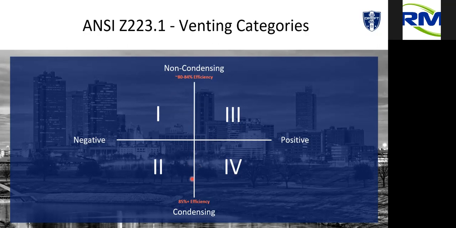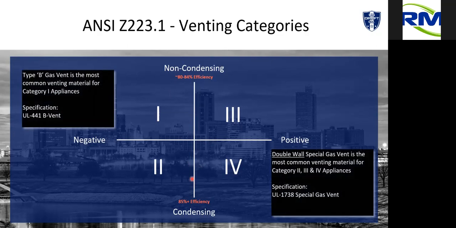Now, good news is there's really only 2 listings for categorized appliance. Category 1 is standard B-vent, UL 441. You can buy that at your local hardware store. It's been going on furnaces and water heaters and appliances for years. It's non-condensing, it's negative draft, has tons of limitations. There's an entire chapter in the chimney design section of code that talks about how to size category 1 appliance chimneys. Everything else uses UL 1738 special gas vent.